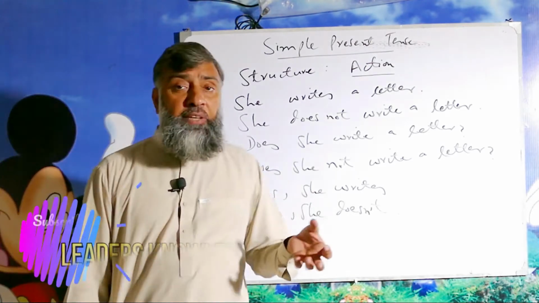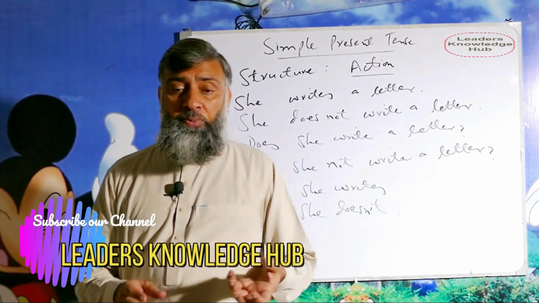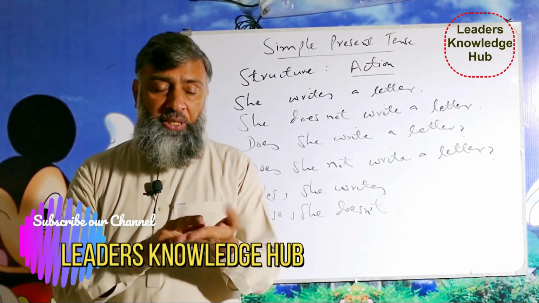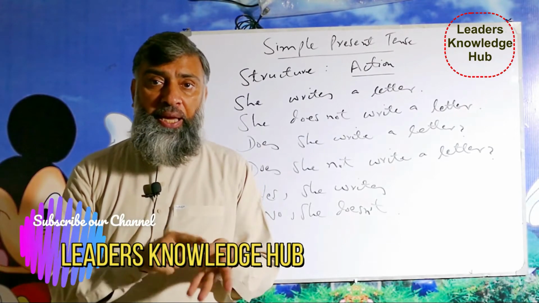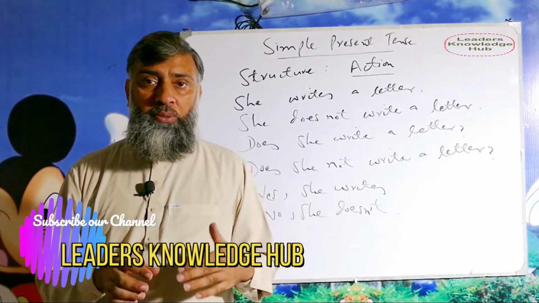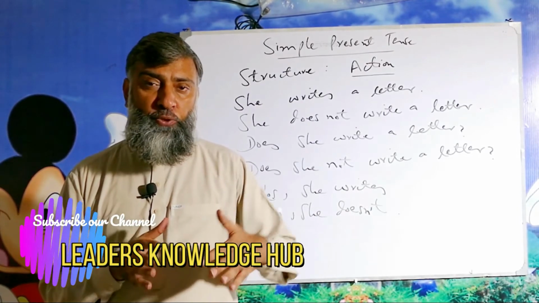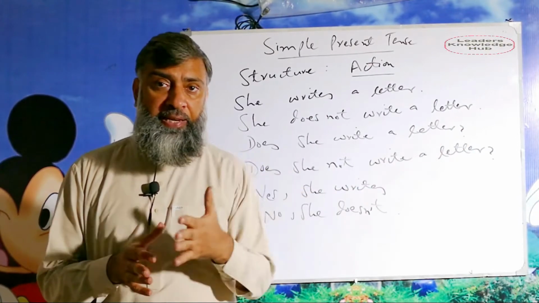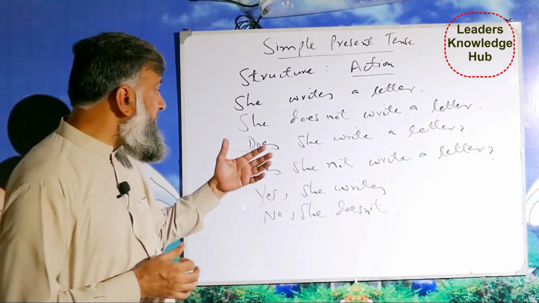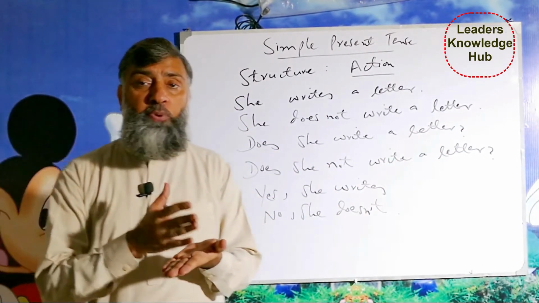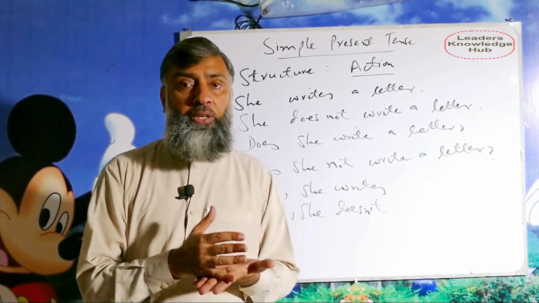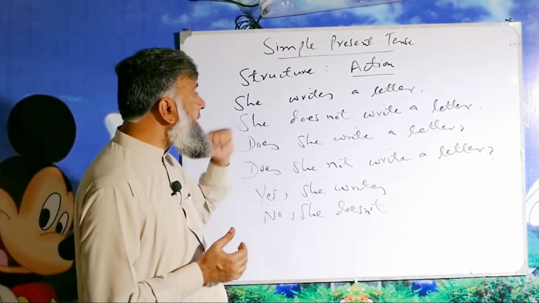Now let me give you some examples. We have two groups: he, she, name, it, singular, and I, we, you, they. I'm going to give you some examples related to the first category and the second category. As far as the example of the first category, where we have nouns or pronouns like he, she, name, it, singular, for example, you say she writes a letter.